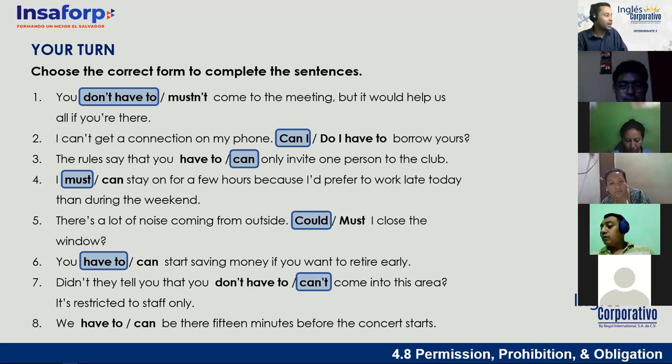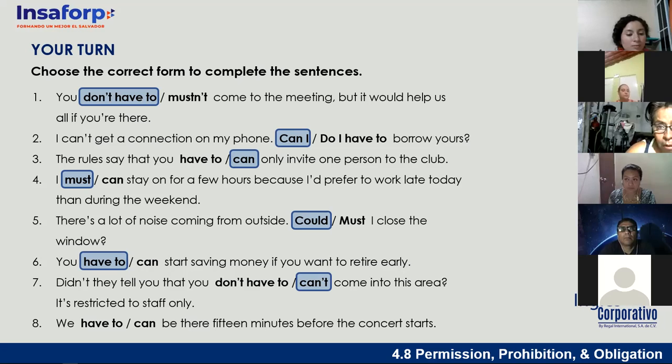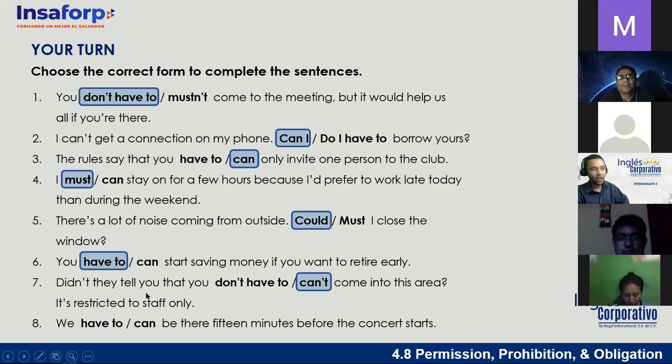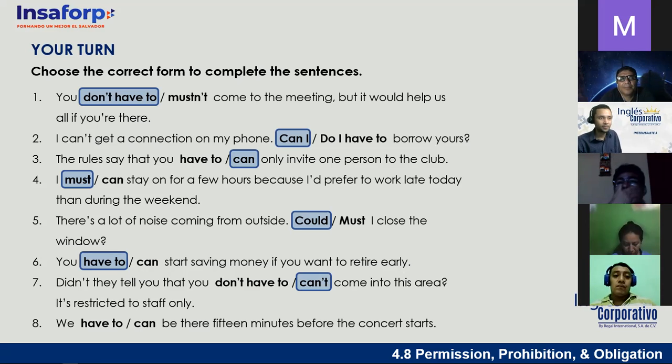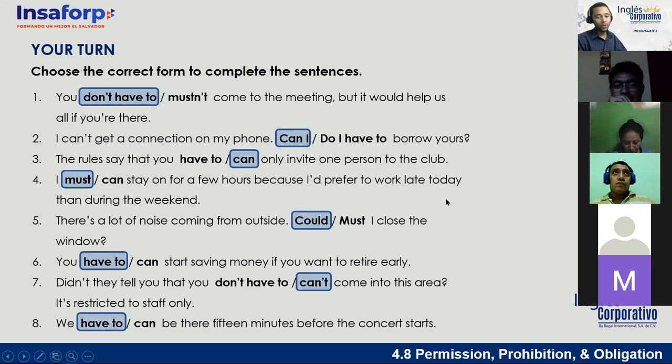And the last one, number eight, who wants to try? Come on, don't be shy. Let's participate. Okay, Michelle, number 8, please. We have to be there 15 minutes before the concert starts. Okay, we have to be there. If we are not there 15 minutes before, well, we may get in late. So thank you, Michelle. That is correct. Very good.